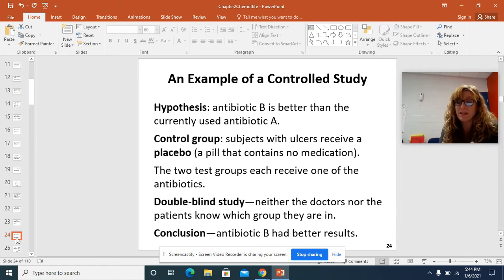In a double-blind study, neither the doctors nor the patients know what group they're in. The research scientists do, because that's how the data is collected, but the doctors giving the pills and the patients have no idea which group they are in. And then once you get all your information, your conclusion is, for this study, antibiotic B had better results.